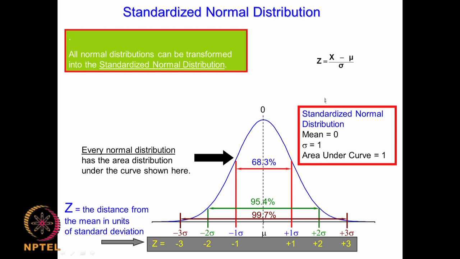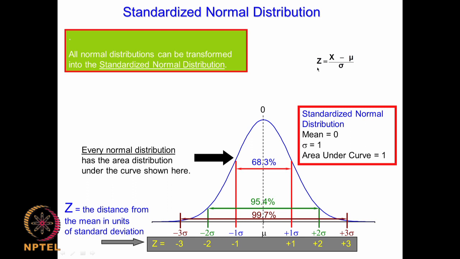So how do you convert any data into Z? It's very simple. I know the mean, I know the sigma, I take a data X, then I use this formula and convert that into Z. So if it is 1 sigma, Z will become 1.